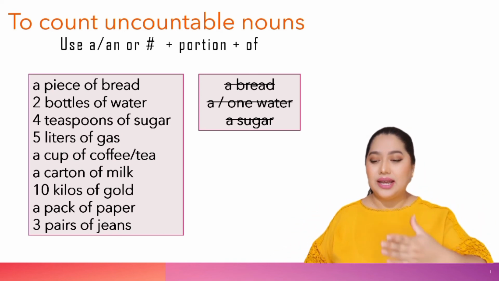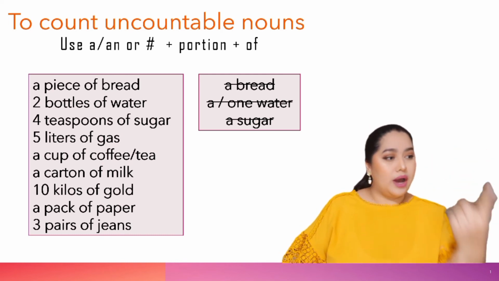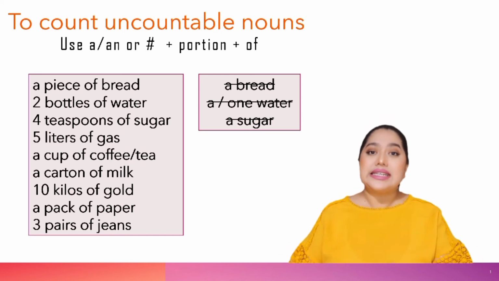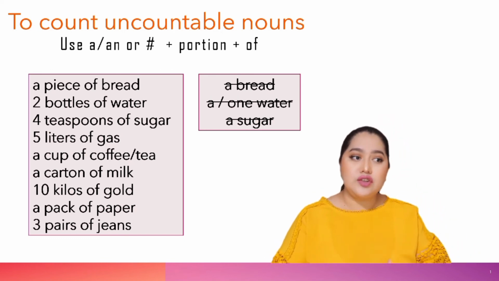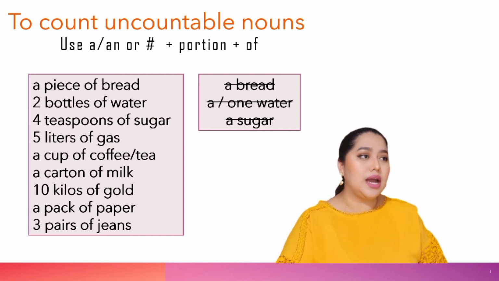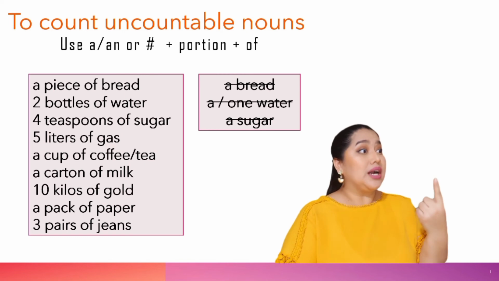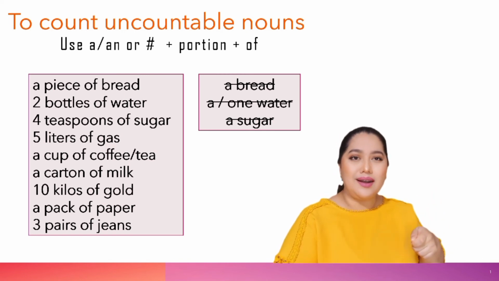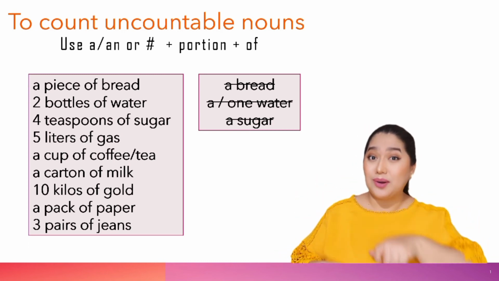That's different. And why not jeans? Well, we have 3 pairs. 1, 2, 3. 3 pairs of jeans. All right, so this is how we count uncountable nouns. We don't use the number and then the uncountable noun. 1 paper. No, a pack of paper. 1 sugar. No, a teaspoon of sugar, a cup of sugar. 1 water, a water. No, a bottle of water maybe.